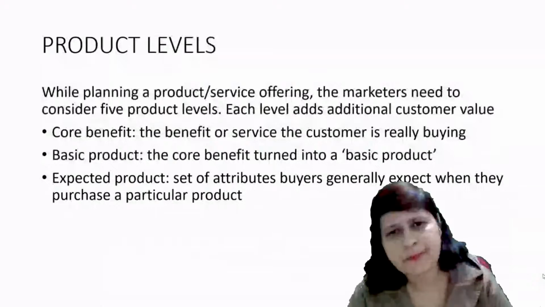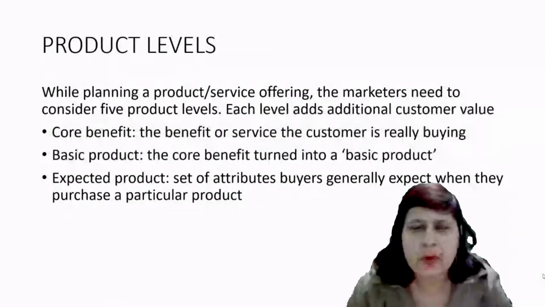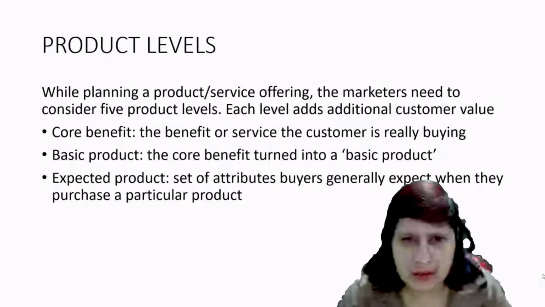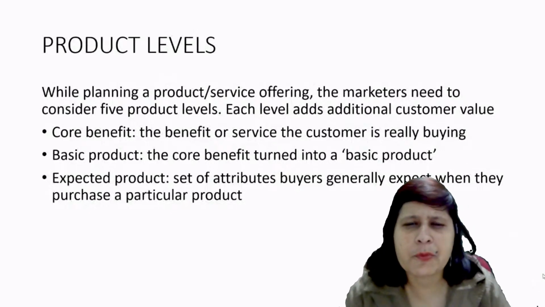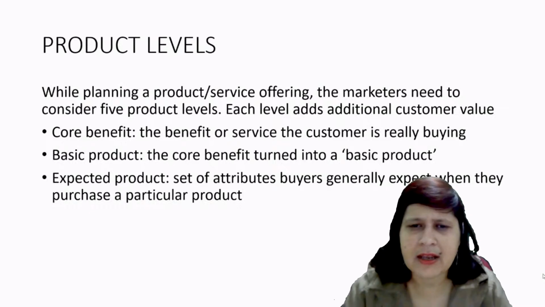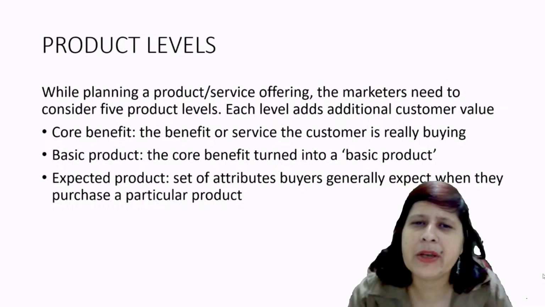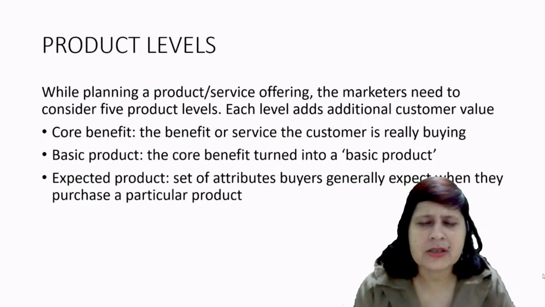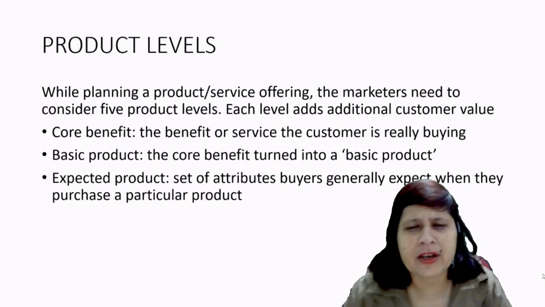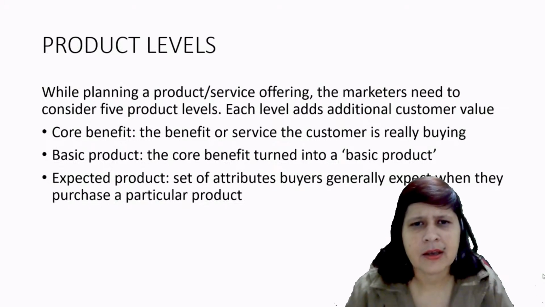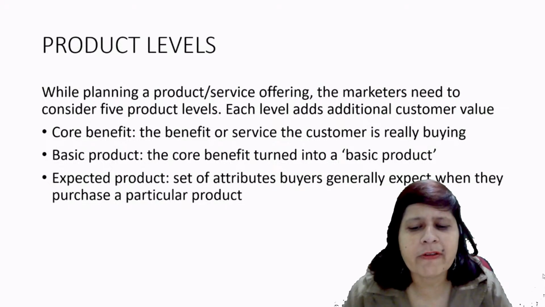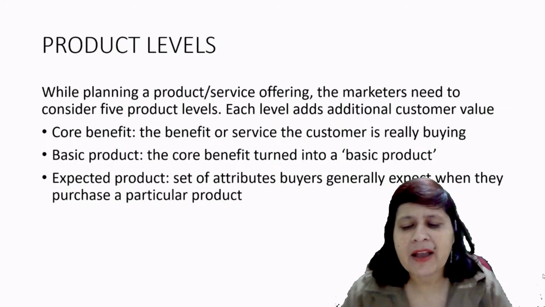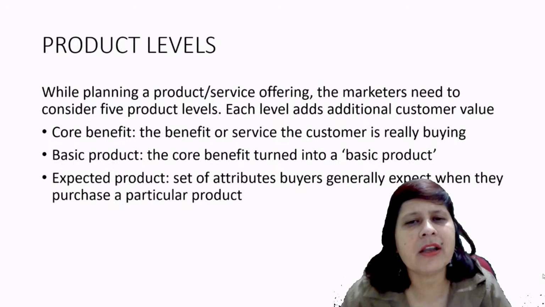What do I expect more? What do I expect from that product? I want the phone to be of lighter weight, so it could be carried easily, and the size should not be too big or too small. The size should be such that I can keep it in my pocket, right? All these are the expected product. Expected product is a set of attributes which a buyer generally expects when they purchase a particular product, right?